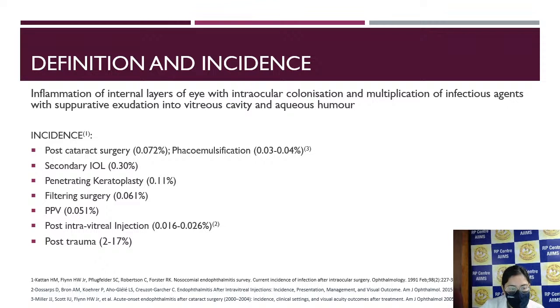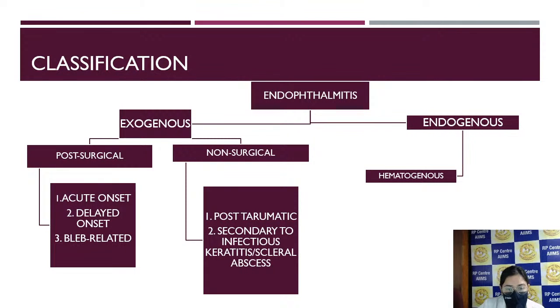Amongst the other causes of post-operative endophthalmitis, the most common procedures causing endophthalmitis are secondary IOL and PK. Other incidences to be noted are post-intravitreal injection, which has an incidence of 0.016 to 0.026%, and post-trauma, 2 to 17%. Coming on to the classification, the etiological classification can be based on exogenous or endogenous routes.